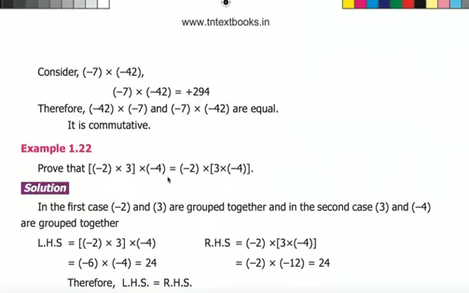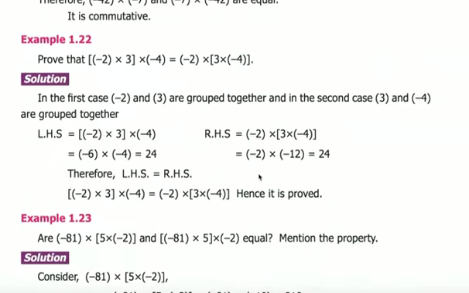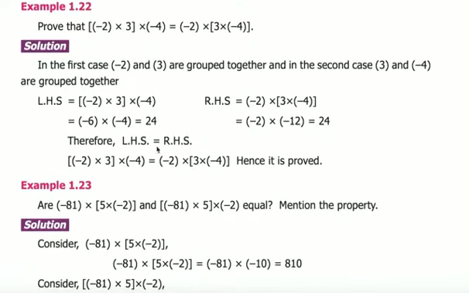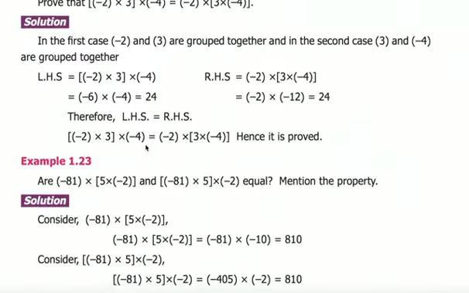Prove that this is equal to this. First, you have to proceed with the left hand side like this. Minus 2 into 3 is minus 6, into minus 4 is 24. Now the right hand side, you proceed with the right hand side. This is 3 into 4 minus 2 into minus 2, 24. So both are equal, left hand side equals right hand side. Hence it is proved.